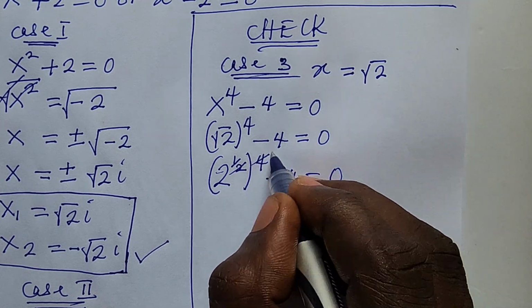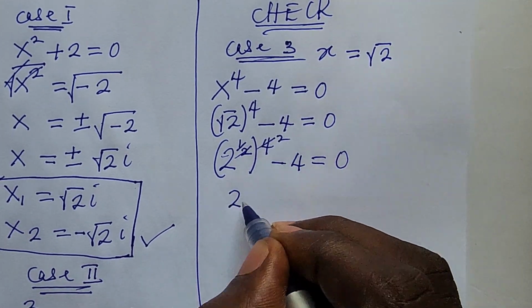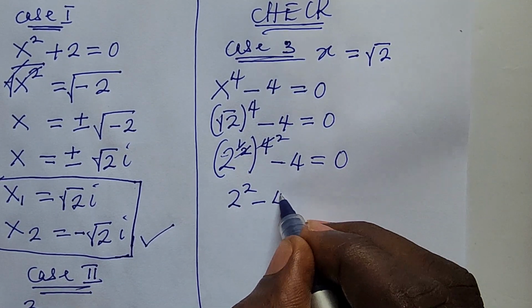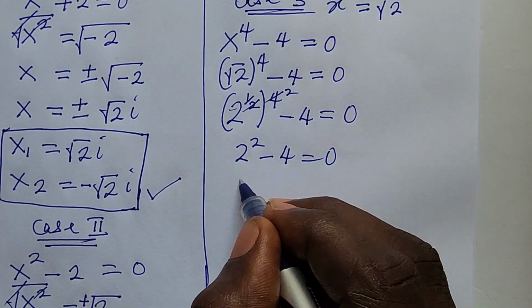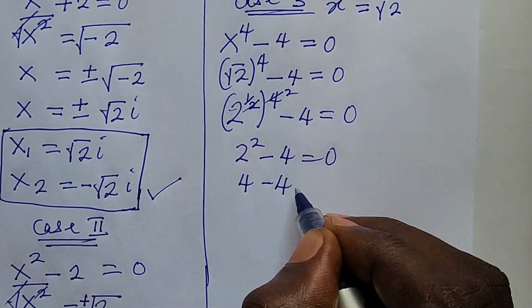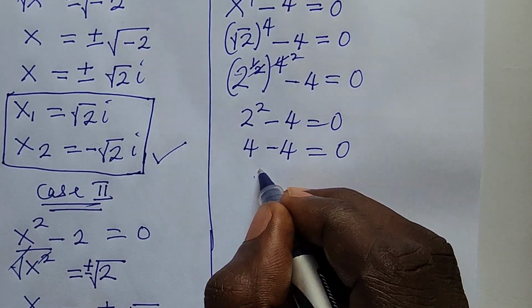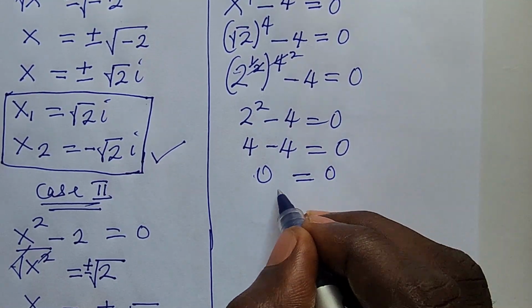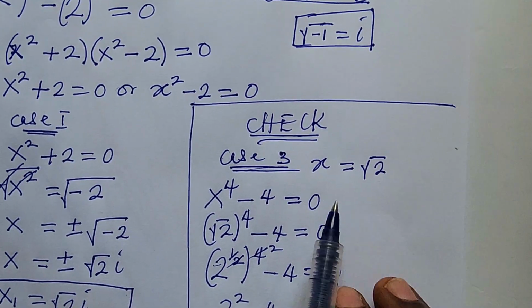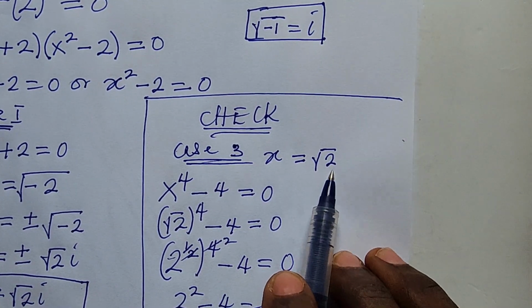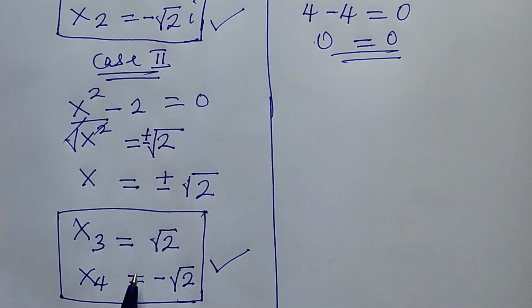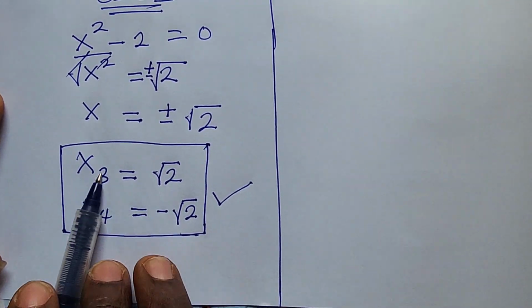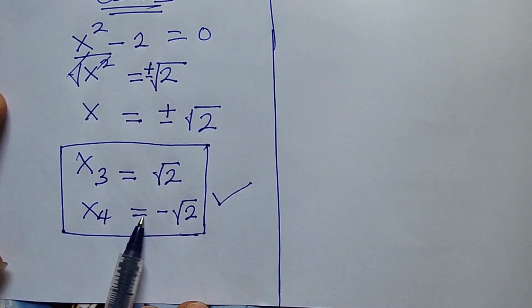Here we are left with 2. So we now have 2 to the power of 2 minus 4 equal to 0. So we now have 4 minus 4 equal to 0. So we are going to have 0 equal to 0. So this shows that the root x equal to root 2 satisfies the original equation. So let's go for this now.